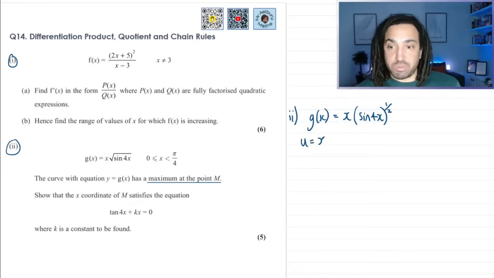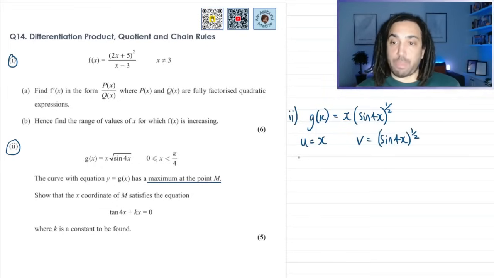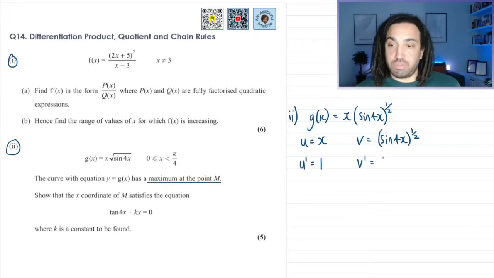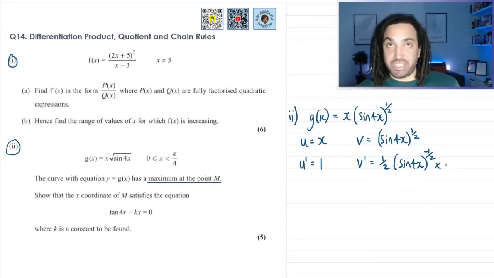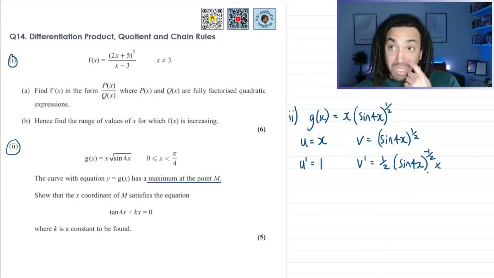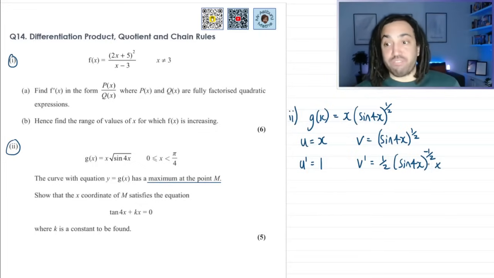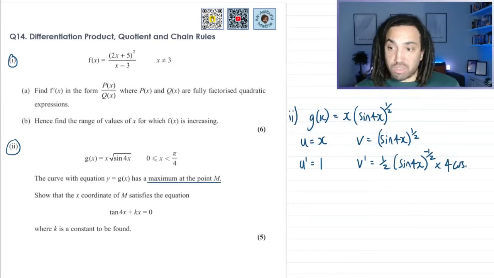So u is equal to x and v is equal to (sin 4x)^(1/2). So we do u' is equal to 1 and v', well, the half comes down, keep the bracket the same, drop the power down by 1 and then multiply by the derivative of the bracket, which is, well, the derivative of sine is cos, derivative of sin 4x is 4 cos 4x.